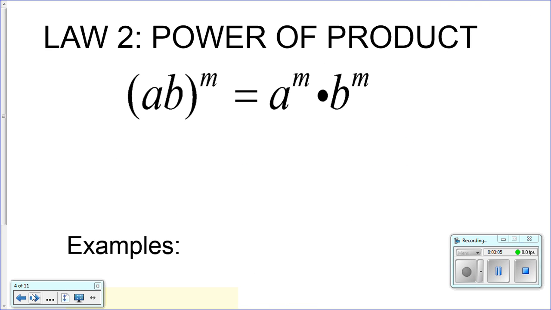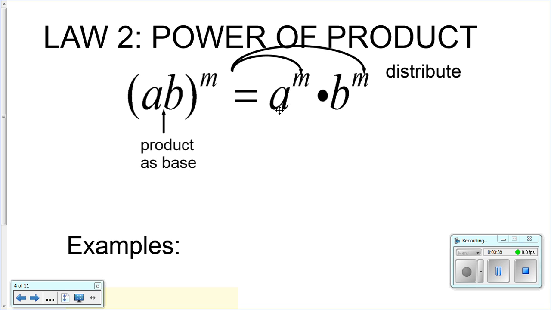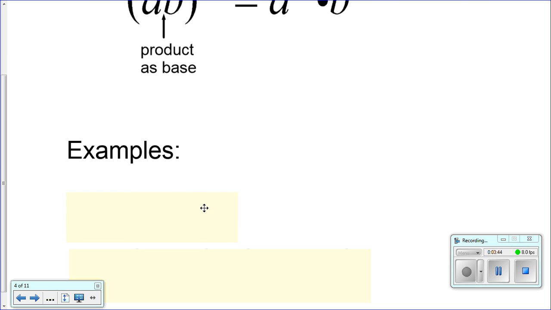Next one is the power of a product. So when you have an entire product, 2 things being multiplied together, that are being brought to an exponent. Okay? So here's an example. We have a times b. This is the product, and that's our base of our exponent as well. Anyway, so a times b, that's our base, but it's also a product. So when that happens, that exponent is actually being applied to both parts of the product. So we distribute that exponent. So it's a to the m times b to the m. Okay? And here's an example.